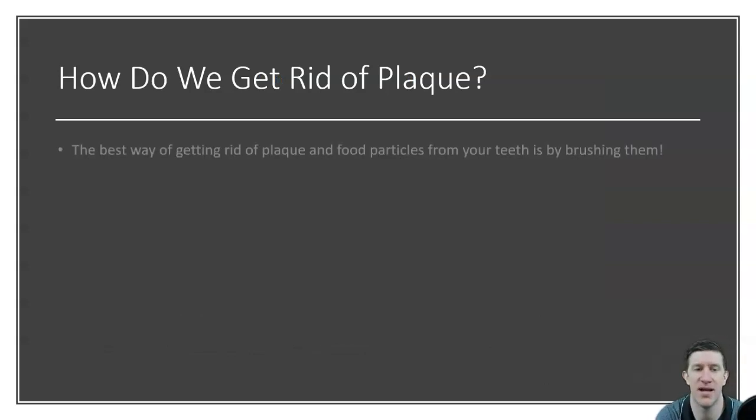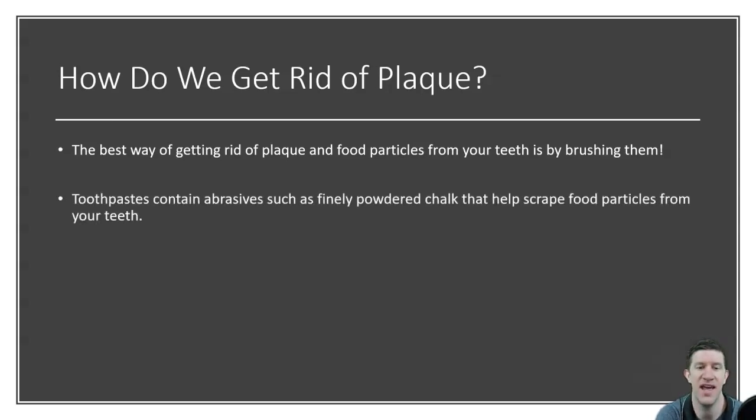So how do we get rid of the plaque? Best way is just by brushing them. Brushing your teeth gets rid of the food. That's the biggest thing. We want to get rid of the food. So there's physical removal of the food, and there's also those chemicals in the toothbrush that are going to help do it. Toothpaste contains very fine abrasives, not enough that they're going to sandblast your teeth and wear them down, but very finely powdered chalk that helps to scrape that food away.